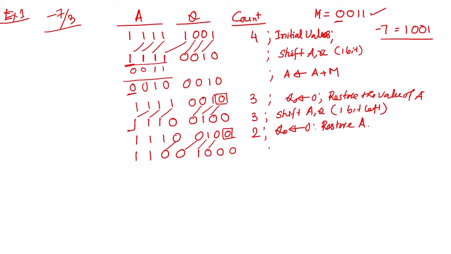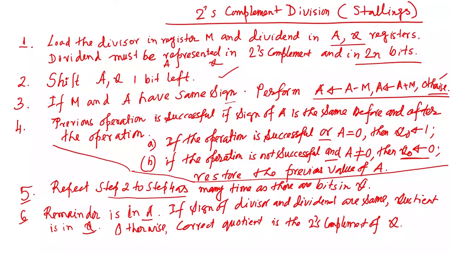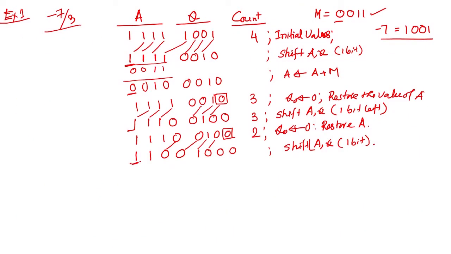Okay. So, what we are doing? The shift operation we are performing: AQ shift left, AQ 1 bit only. Next, after that, if M and A have the same sign... A has sign 1, M has sign 0, so different sign. So, what you have to do? You have to add 0, 0, 1, 1 and we add it. This should be 1, this should be 1, this should be 1, this should be 1.